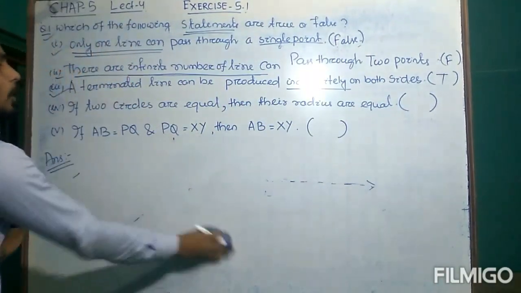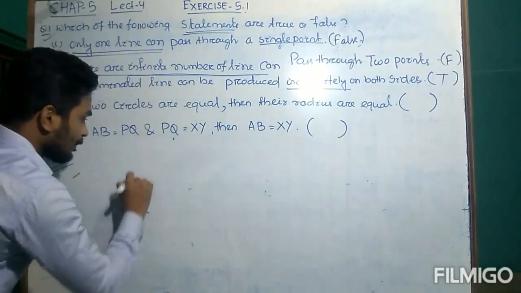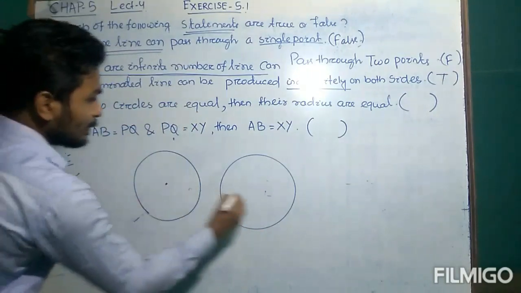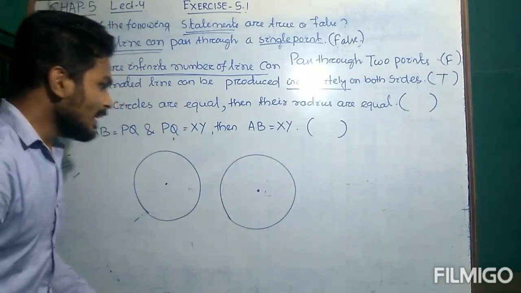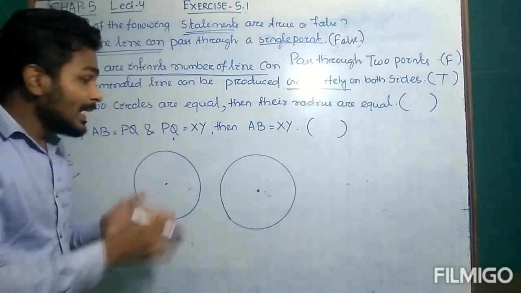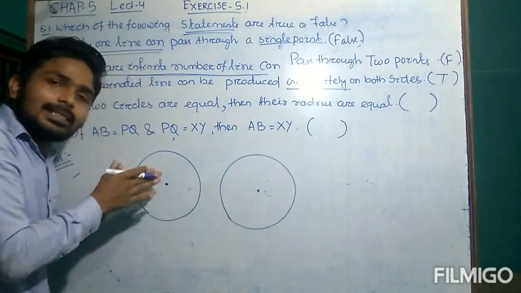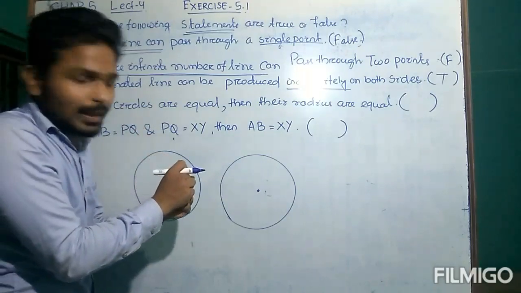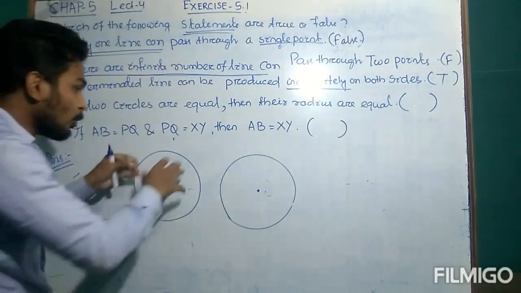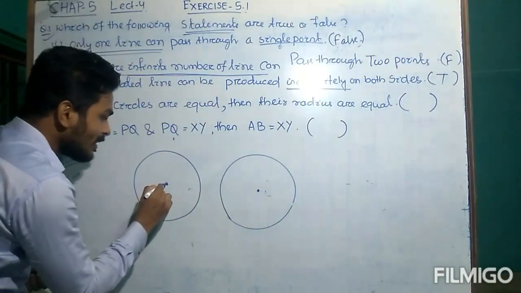Fourth question: if two circles are equal, then their radii are also equal. Is it true or false? Suppose this is a circle, and this is another circle. Two circles being equal means that if this circle is cut out and placed on the other circle, the two circles coincide. If the two circles are equal, then you find both centers will coincide, one center lies on the other center. I mean to say, if you cut this circle out and paste it on the other circle, both seem to be a single circle, and their centers will coincide with each other.